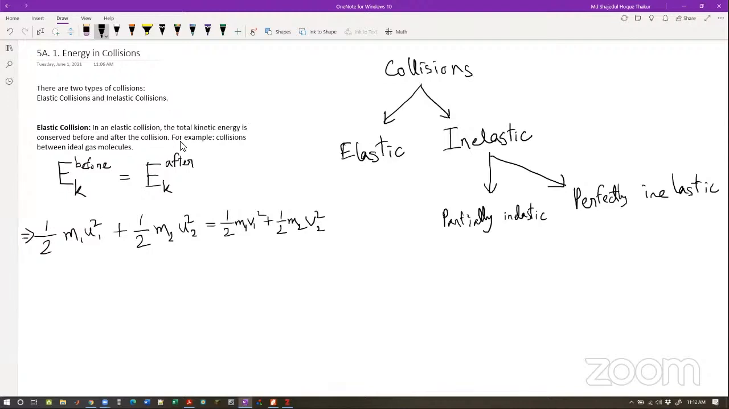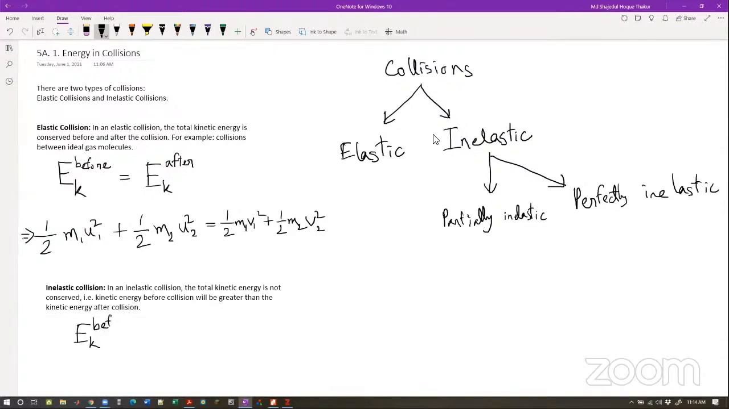Kinetic energy before is equal to kinetic energy after. Or rather, if this condition is satisfied, we will call this an elastic collision. If this condition is not satisfied, then it will not be an elastic collision. So let's get to the inelastic collision. In an inelastic collision, the total kinetic energy is not conserved. That is, kinetic energy before collision will be greater than the kinetic energy after collision.